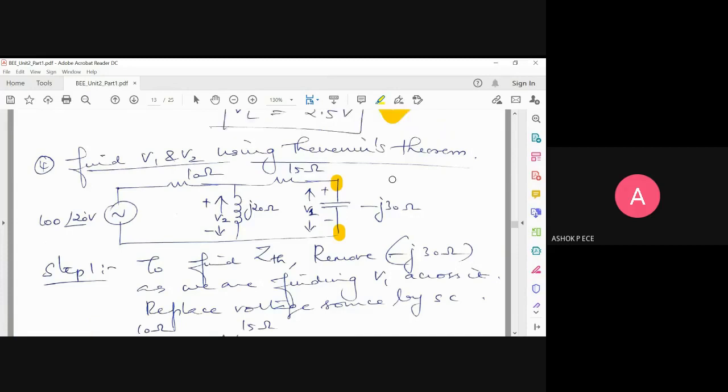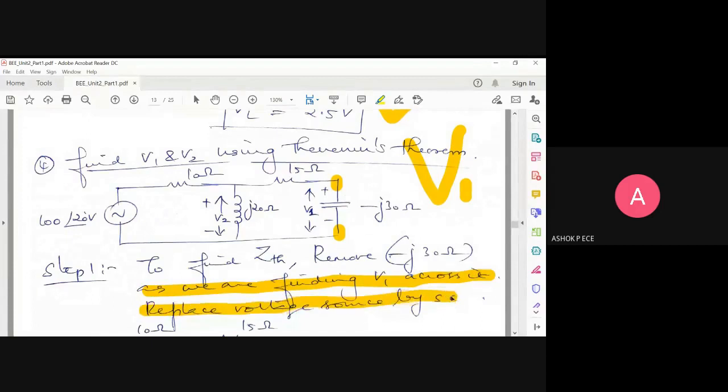So what is the first step? The first step, we are going to find V1. Remove this minus J30 ohms, and you have to replace your voltage source by short circuit. We don't have a current source here. Replace the voltage source by short circuit and draw the diagram. Yes, please draw the diagram considering these steps. I'll give you a minute. Then I'll show you my diagram. We'll see whether both are correct or wrong.